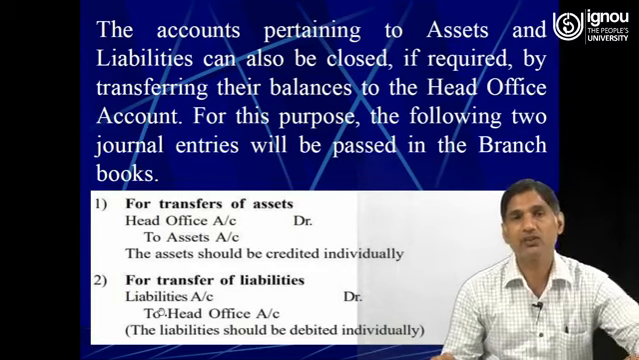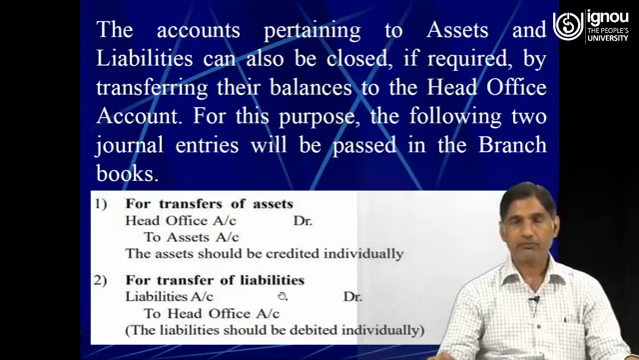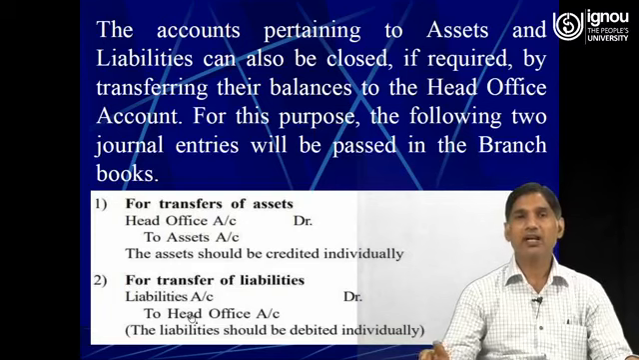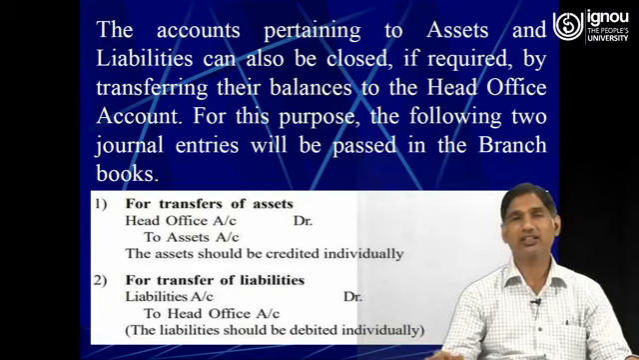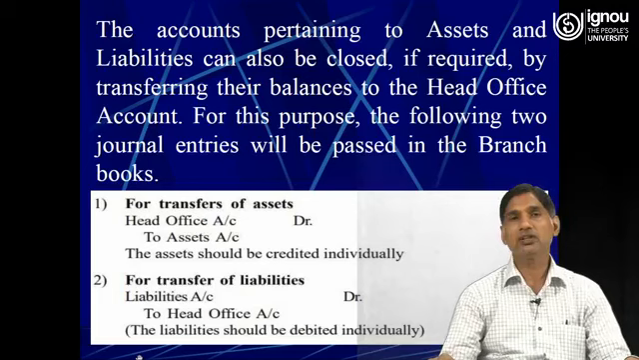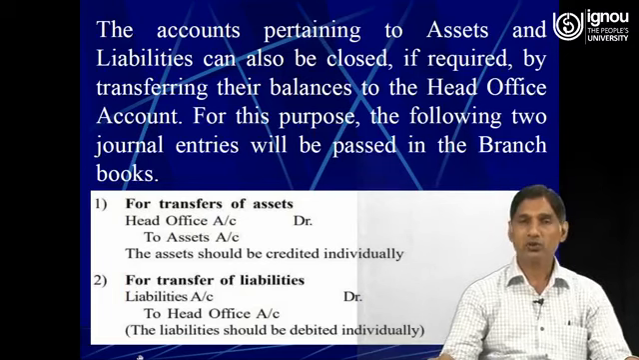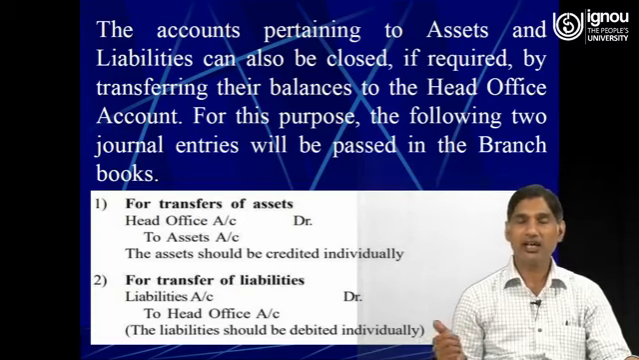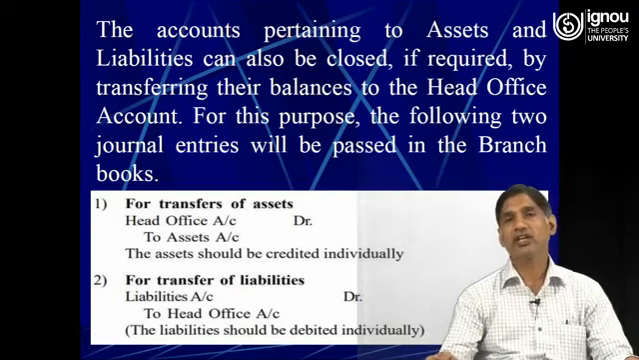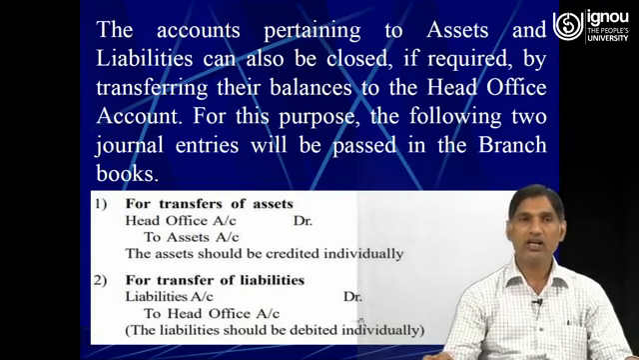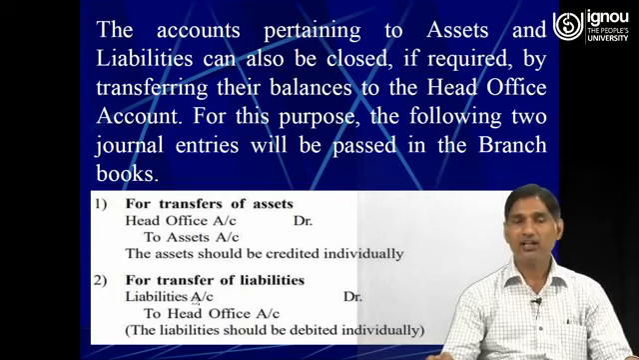Then the next one is for transfer of liabilities. Here these are not the liabilities for the branch. These are the liabilities or the assets for the head office. So, keeping in view that the assets and liabilities pertain to the head office, not to the branch, the branch is only transferring the amount of assets and liabilities from the branch to the head office, and the entries are being passed in the books of the branch account, not in the books of the head office.